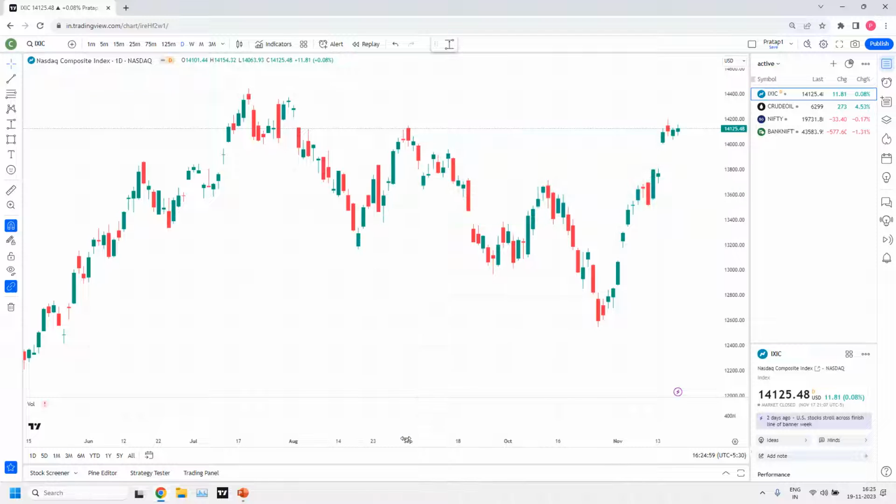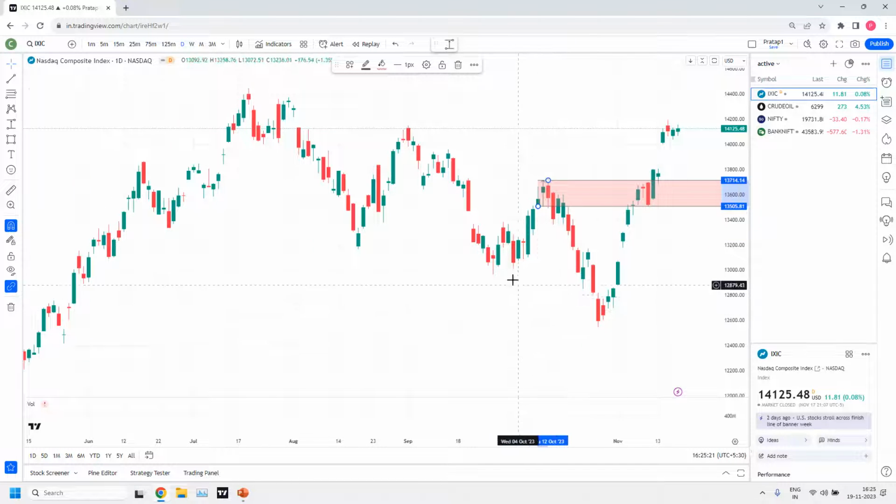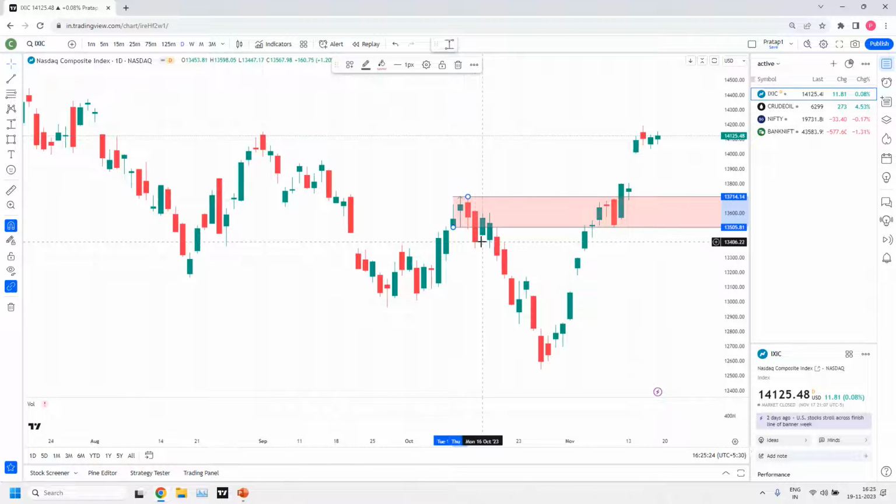Let me remove these drawings. Look into this example. Let me draw. Here you have a rally candle and we have three base candles and we have a leg out candle. See, after the leg out, you don't have a follow through candle. But what you have within this leg out itself, you have some price movement.